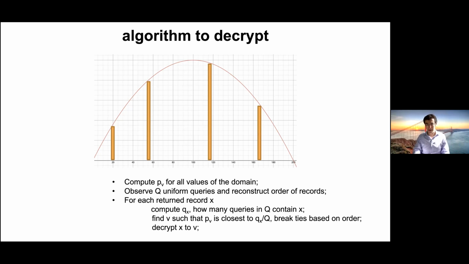So again, the algorithm takes as input this probability table for every value of the domain. The adversary sits back, observes the range queries, and then computes the empirical frequency, matches the empirical frequency to the theoretical frequency, and then makes a decision. Probably if I'm seeing this record being returned all the time, this record has to be 100, or close to 100. So this is a very simple attack for deciding the values. Any questions so far?